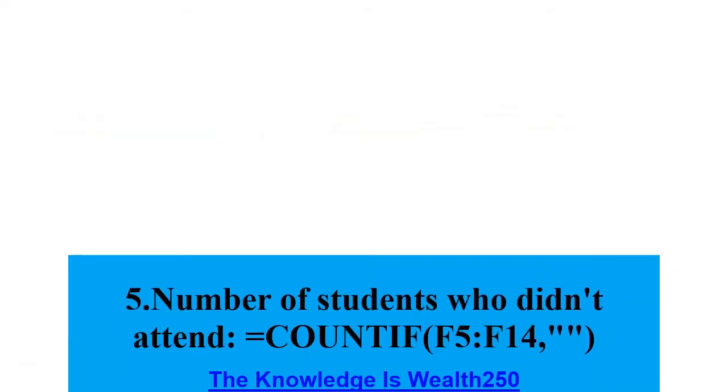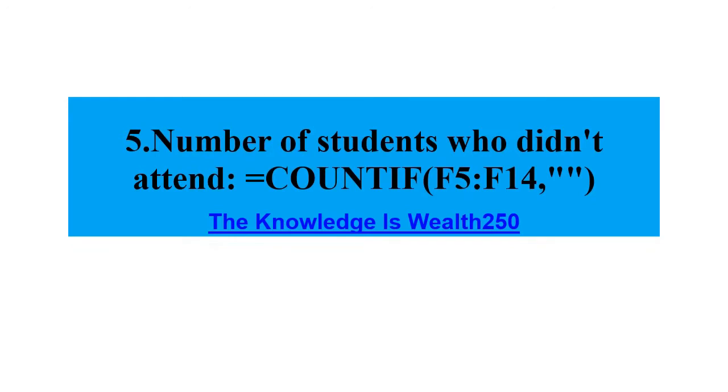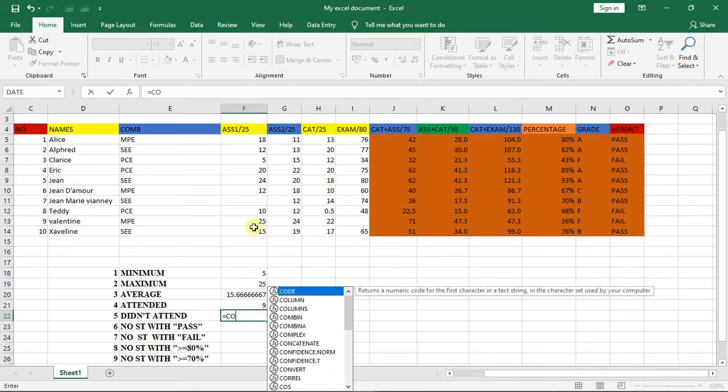Formula number 5 is the number of students who didn't attend, who didn't do the exam or CAT, like that. Let's see how to calculate this number of students by using Microsoft Excel. It is very interesting to know these formulas, my friends. So don't miss out, be very attentive. Okay, let's see. As you see there on my screen, I type the equal sign, and after writing the equal sign, I write countif.